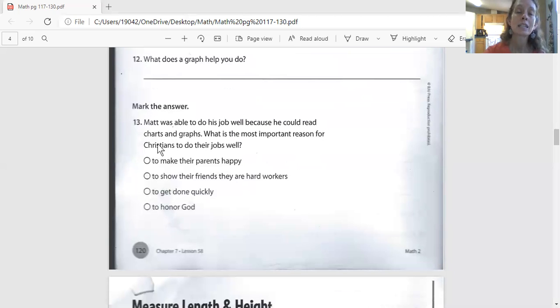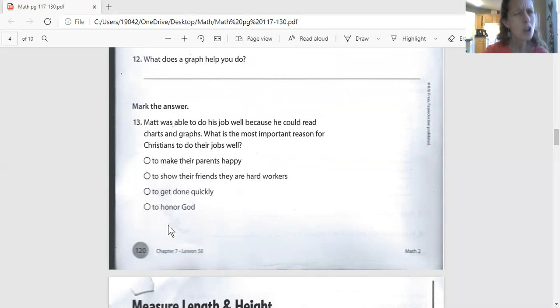Number 13 asks us to mark the answer. Let's read our choices first. First choice is to make their parents happy. Second choice is to show their friends they are hard workers. Third choice is to get done quickly. Or fourth choice is to honor God.